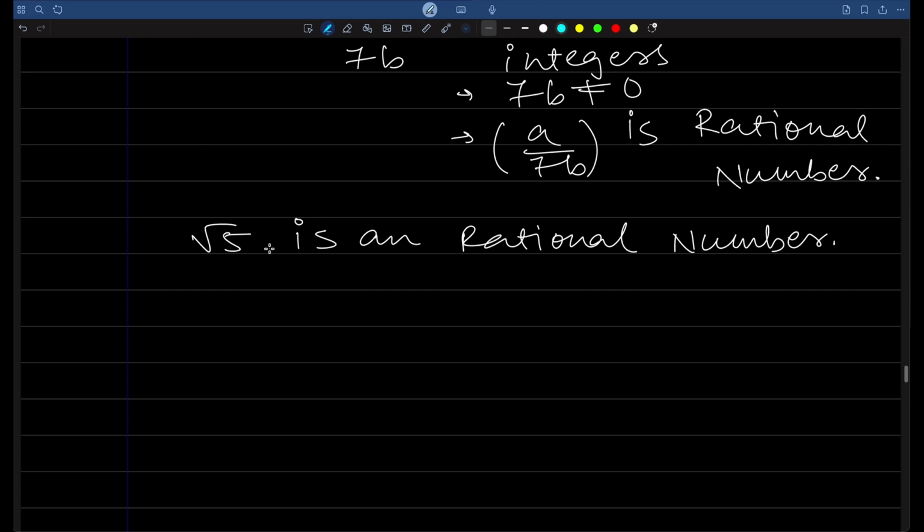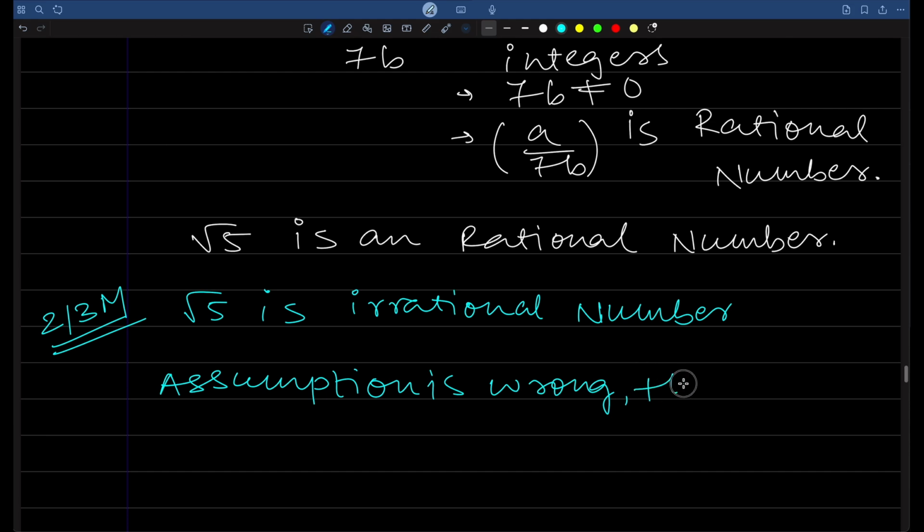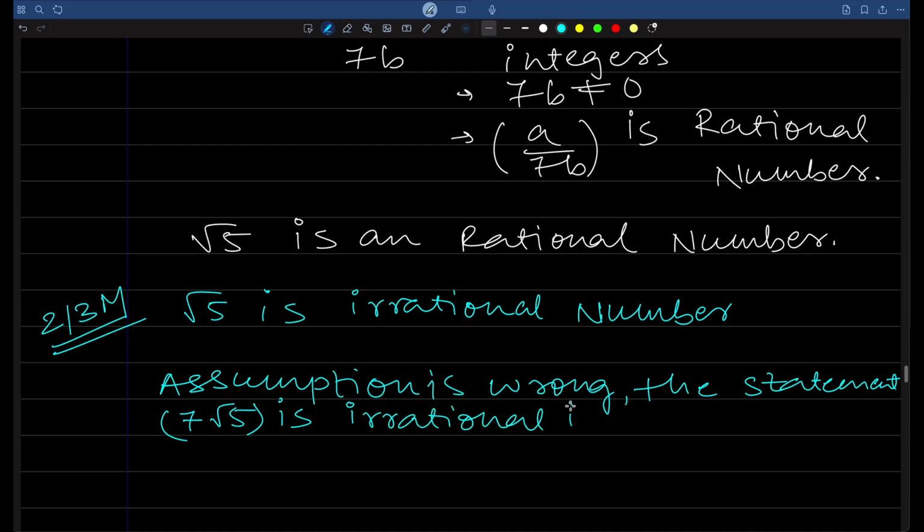If the question is of 2 or 3 marks, then you can directly write that it is a fact that under root 5 is an irrational number, and hence our assumption is wrong, and the statement that 7 under root 5 is irrational is true.